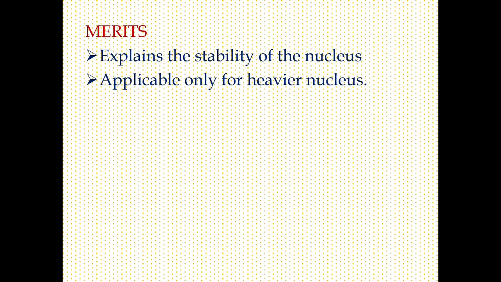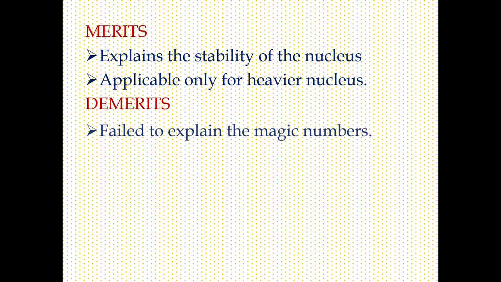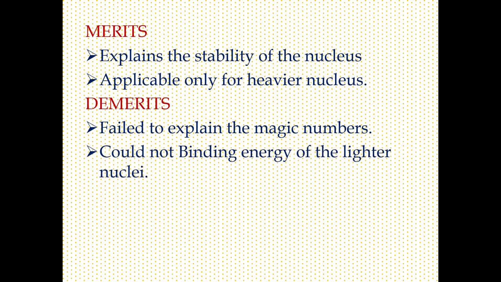What are the merits and demerits of this Weizsacker semi-empirical formula? This formula explains the stability of the nucleus in a better way, and we can apply it to heavier nuclei, and it gives very good results, but still it lacks some goodness. It failed to explain the magic numbers given by the shell model of the nucleus. We all know what a magic number is. If a nucleus has certain numbers like 2, 8, 20, 50, 82, 126, those nuclei are found to have greater stability. Those numbers we call magic numbers. The reason for the greater stability of nuclei having magic numbers was not given by the semi-empirical mass formula, and it accounted for the binding energy of heavier nuclei, but did not clearly explain the binding energy of lighter nuclei.